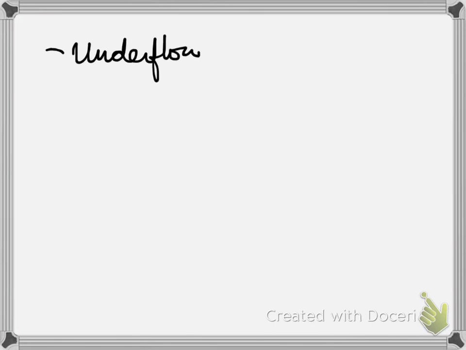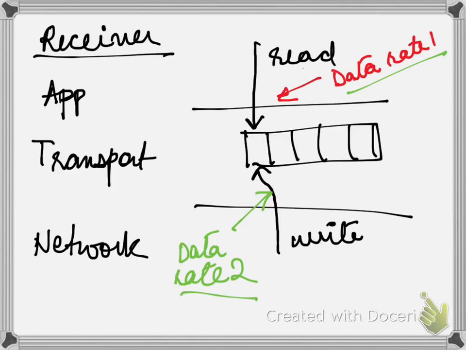Underflow will occur when the network layer is writing very slowly, whereas the application is trying to read very fast. Since the network layer is writing the data into the buffer very slowly, the application layer will find that the buffer is empty most of the time. But this does not cause much of a problem because there is no data loss. Of course, it will take more time for the application.